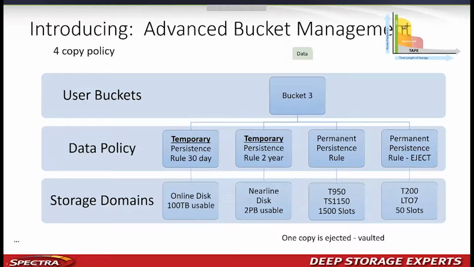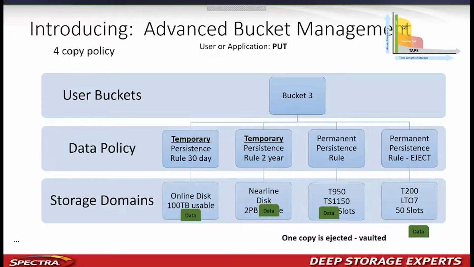We want to put it on online disk for 30 days. We want to put it on our power-down nearline disk, that's the Arctic Blue disk, for 2 years. Then we want to make a permanent copy to tape over here, that's the third rule. And we also want another permanent copy to tape, but we want it to be ejected. So as the data comes in, it gets put into the bucket, and right up front, we move all the data to all 4 of those locations.